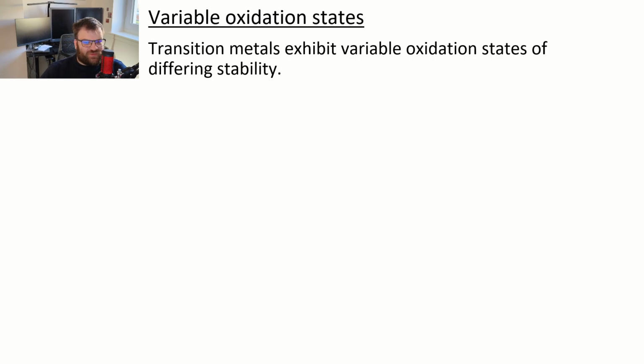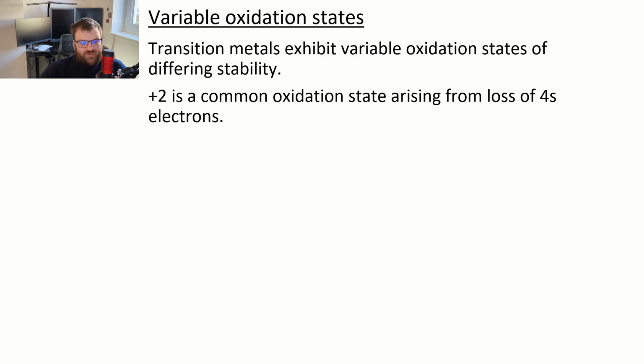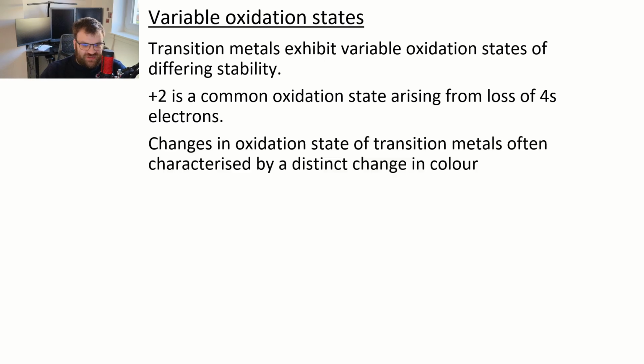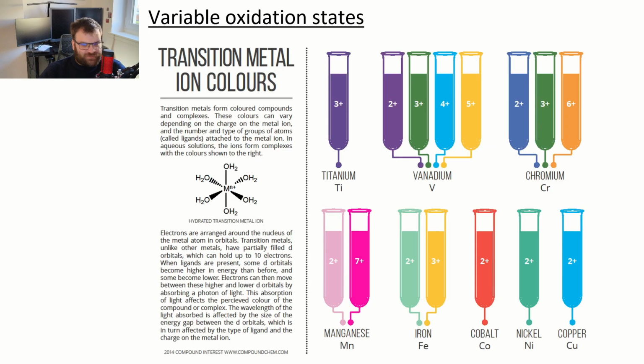Transition metals can exist with different oxidation states, which allows them to have a wide range of uses and applications. One of the most common oxidation states is +2, which happens when they lose their 4s electrons. Different oxidation states can result in different colours being shown by those complexes. Here are just a couple of examples from Compound Interest, where things like vanadium have a wide range of different oxidation states, and then that allows them to show different colours of those.